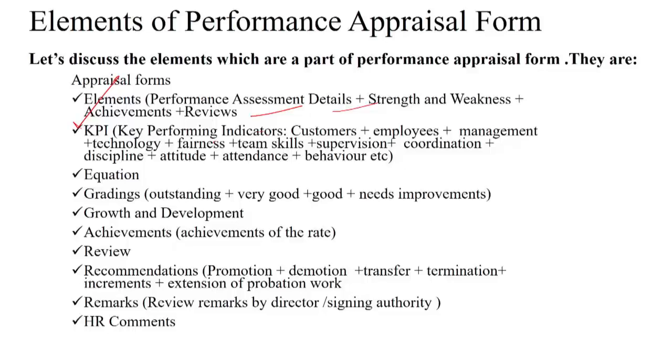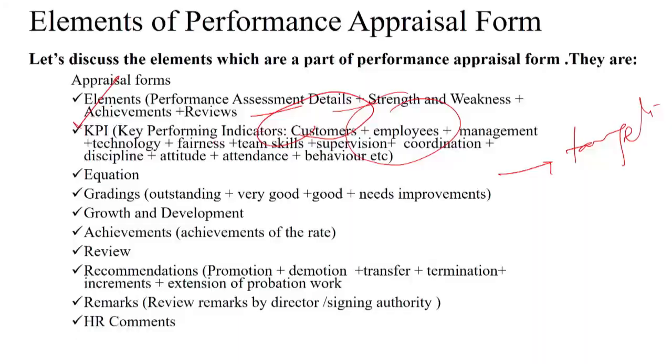The second one talks about the KPIs, that is, the key performance indicators. We have to identify whether the customers were happy with you, whether the employees were happy with you, the management, the technology, the fairness, the team skills, supervision, how was your coordination, how was the discipline, how was the attitude, behavior, attendance. All those things have to be taken into consideration. So it is not just the financial targets that the company is aiming at. You have to prove yourself in all the aspects. The behavioral aspects are also taken into consideration while we go for performance appraisal.